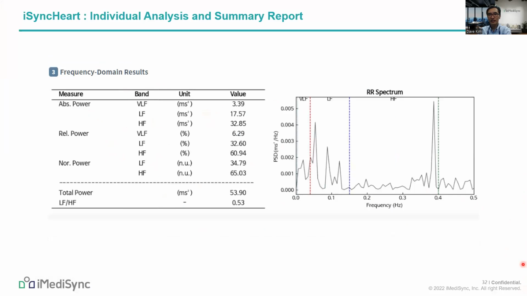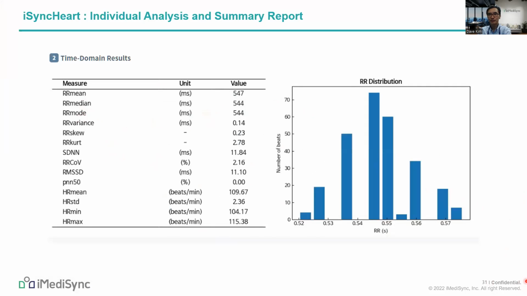In the time domain, there are a lot of time domain parameters. RR mean is the average beat interval. RR median is the median value. And RR mode is the most frequent value, and so on. There are many time domain parameters.